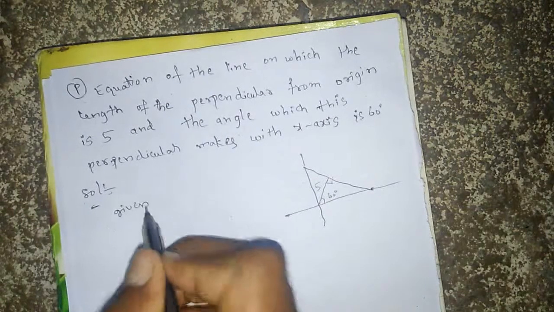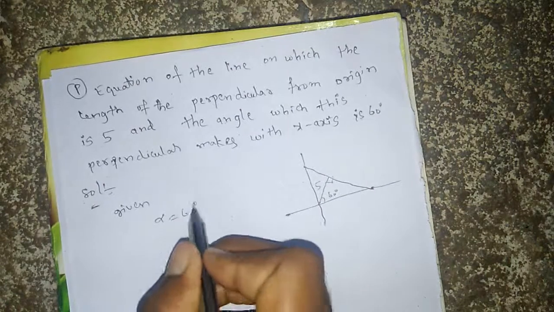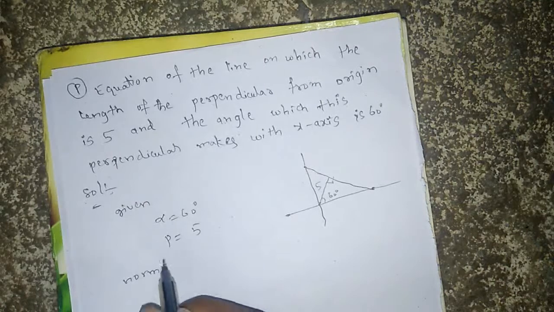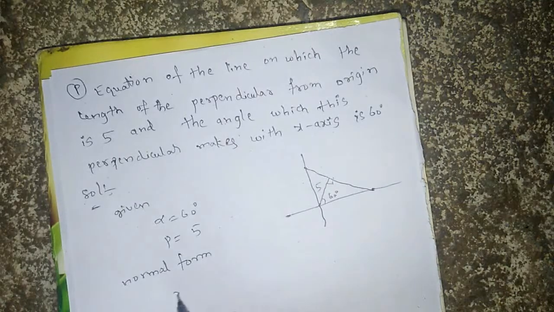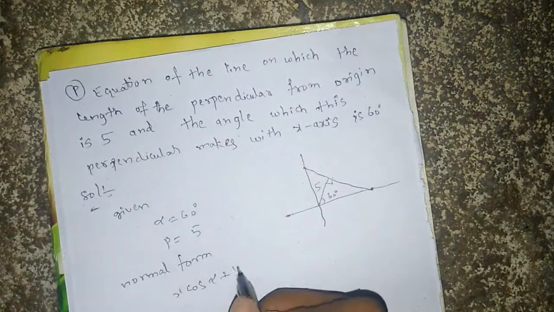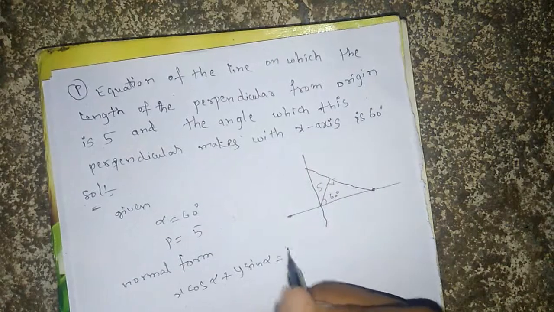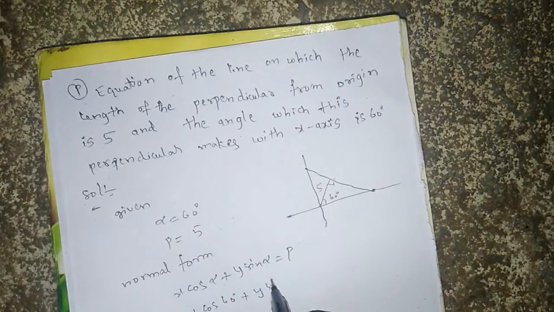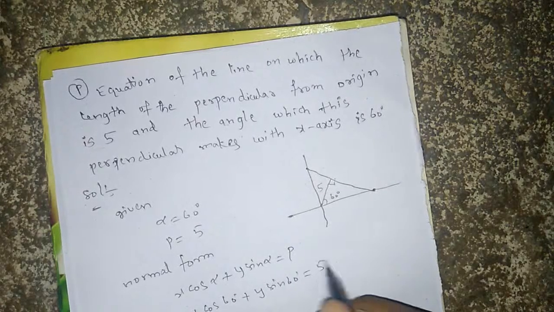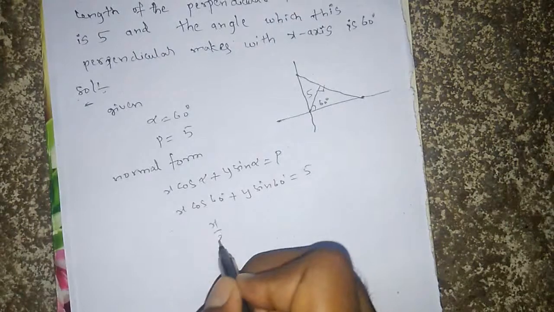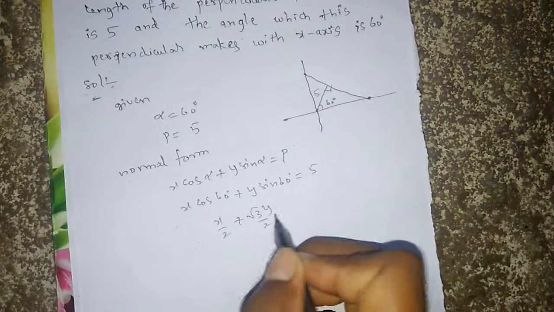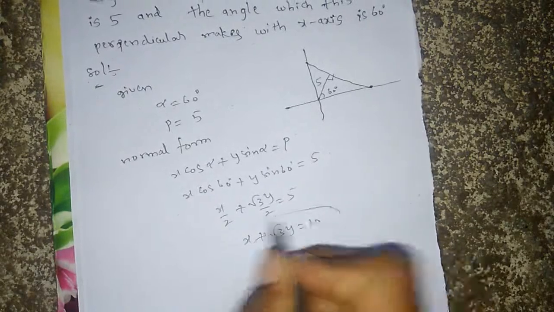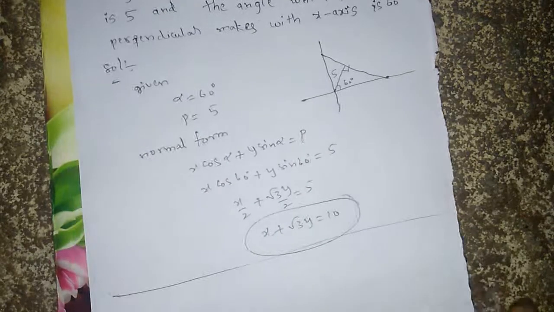Here given alpha is equal to 60 degrees, p is equal to 5. Normal form of the line is x cos alpha plus y sin alpha is equal to p. x cos 60 plus y sin 60 is equal to 5. x by 2 plus root 3 y by 2 is equal to 5. x plus root 3 y is equal to 10 is the equation of the required line.